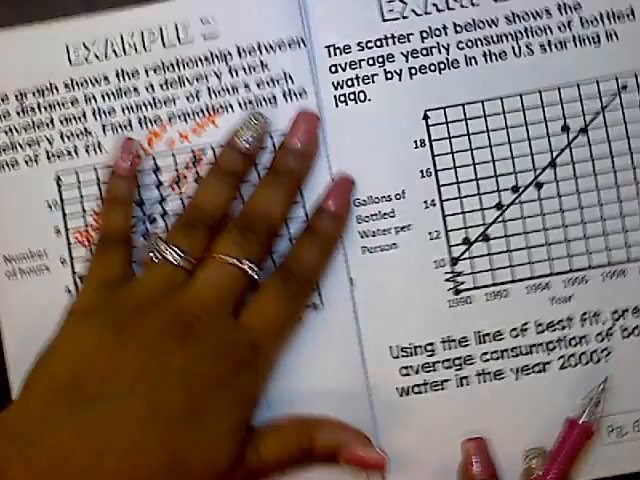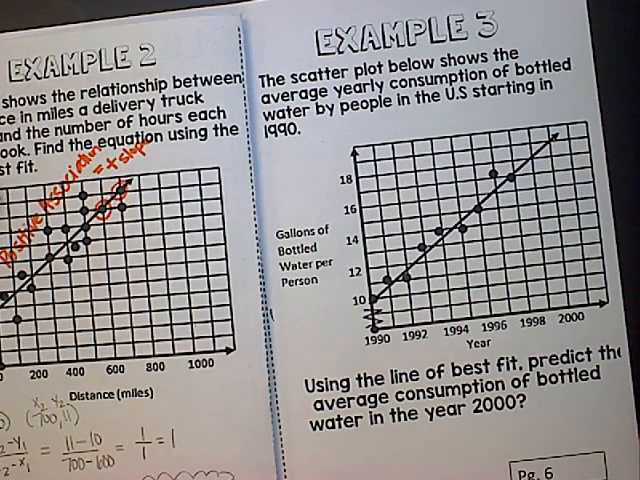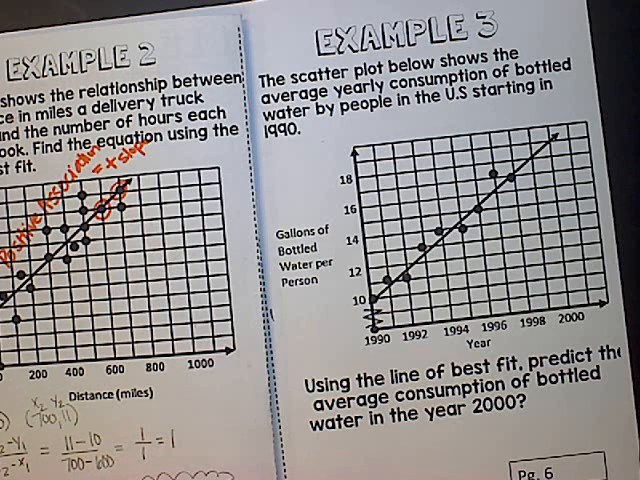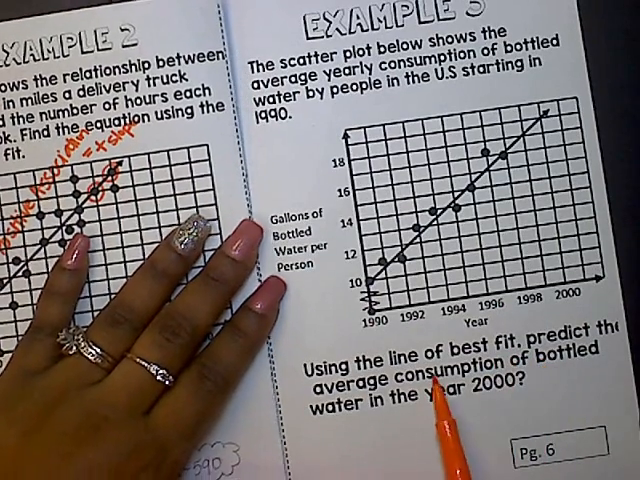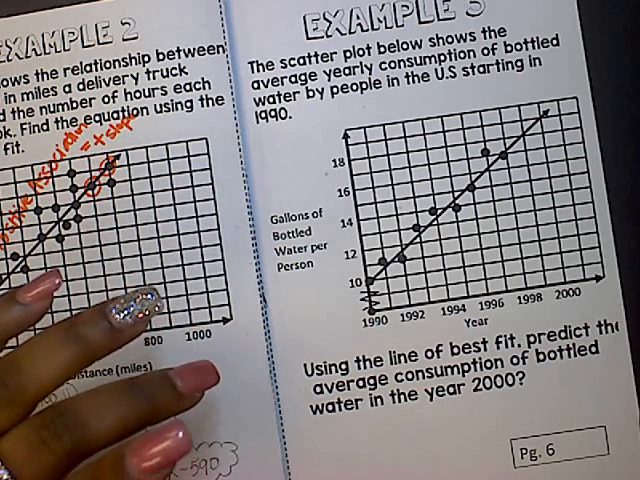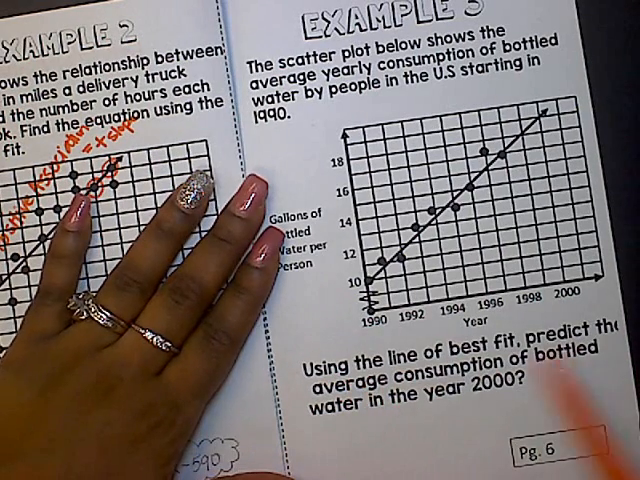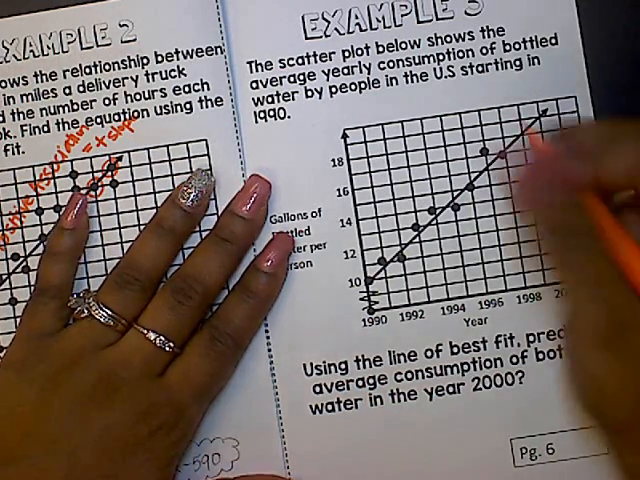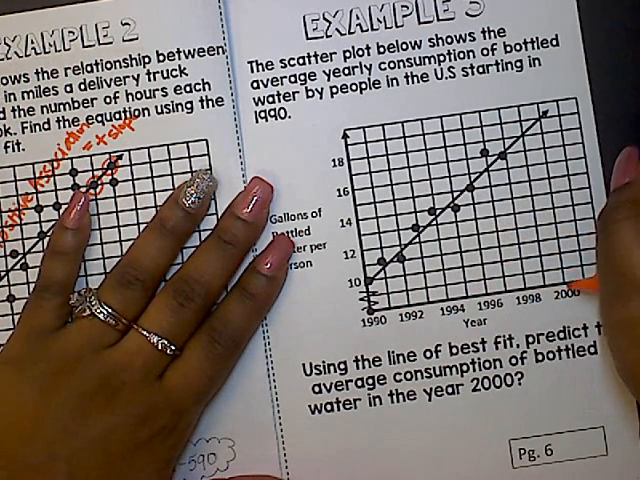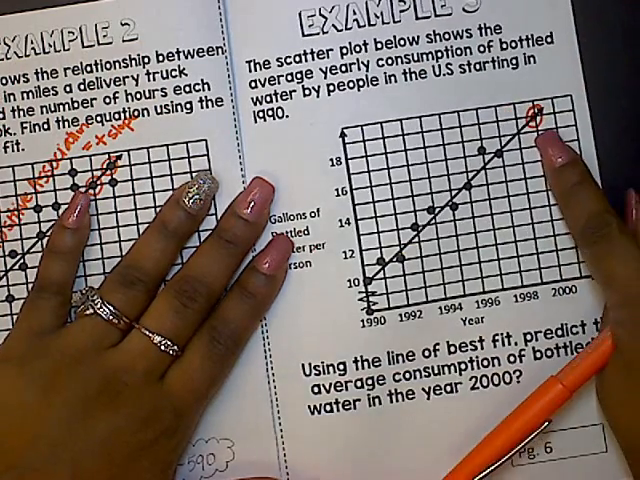Alright, lastly, sometimes you're going to use the line of best fit just to make predictions. The scatter plot below shows the average yearly consumption of bottled water by people in the U.S. starting in 1990. It says, using the line of best fit, predict the average consumption of bottled water in the year 2000. So we just need to first go over, because the line is already drawn, go over to 2000, and we just need to find it on this line. So this is our prediction based on the line.